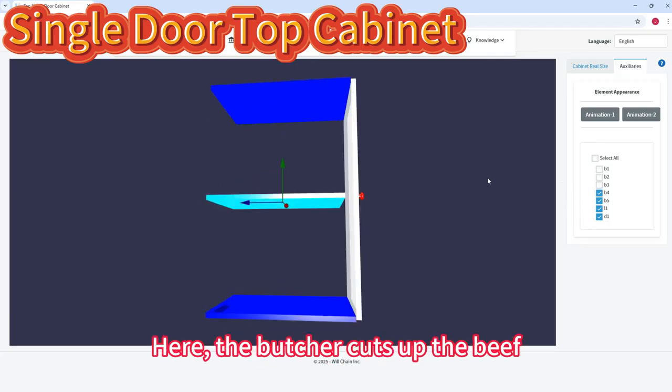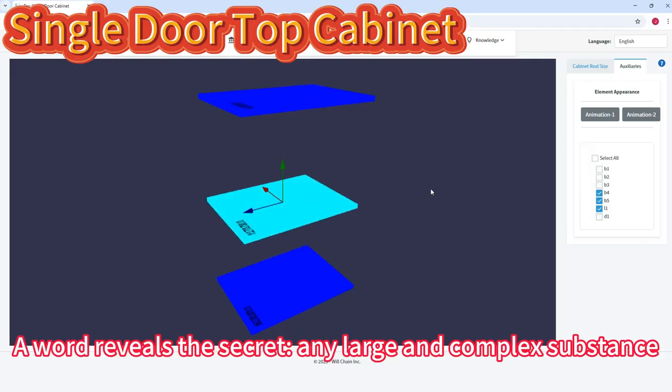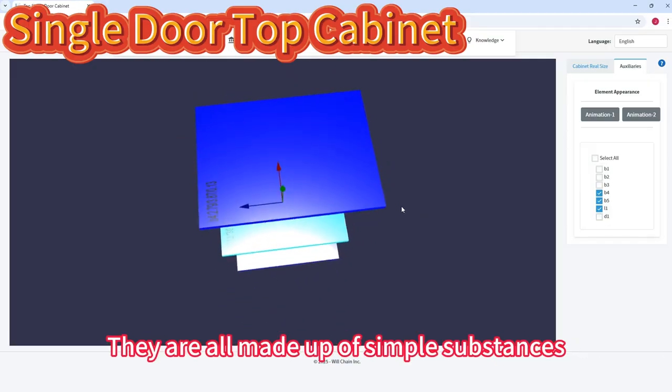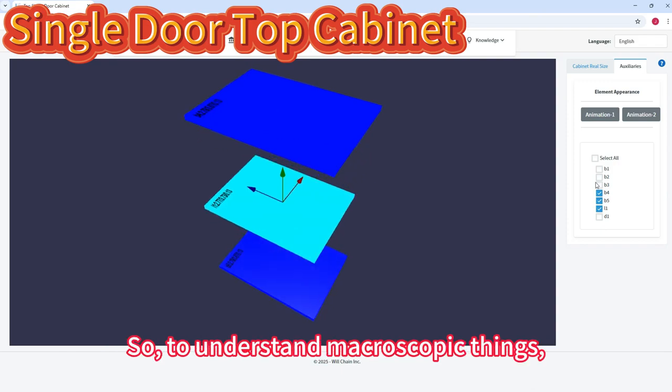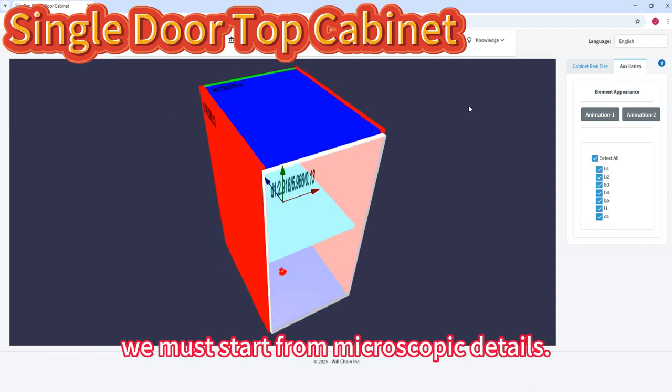Here, the butcher cuts up the beef. A word reveals the secret: any large and complex substance is made up of simple substances. So, to understand macroscopic things, we must start from microscopic details.